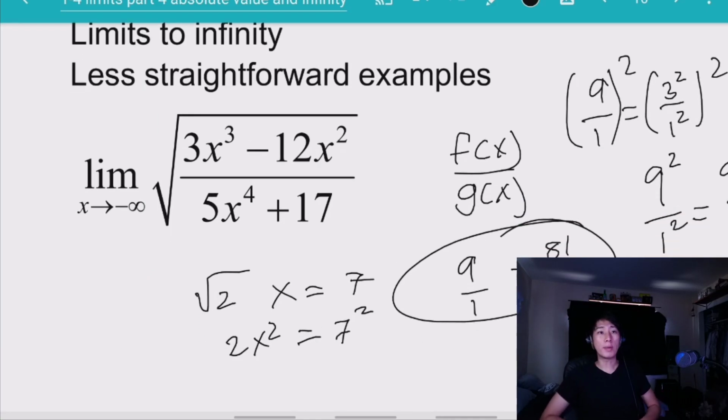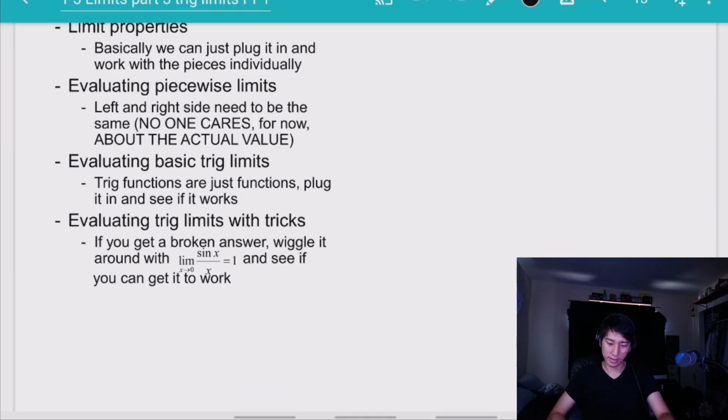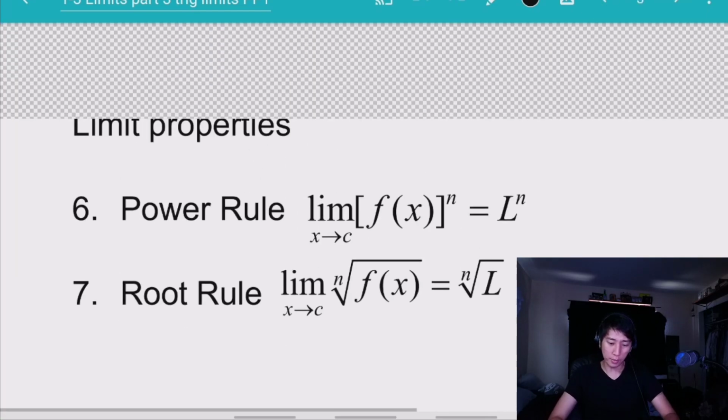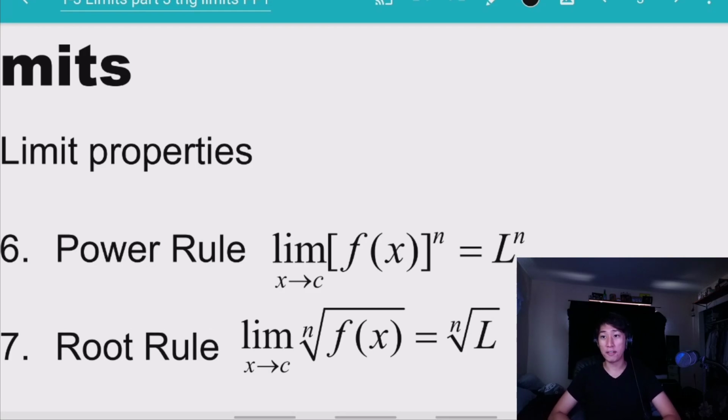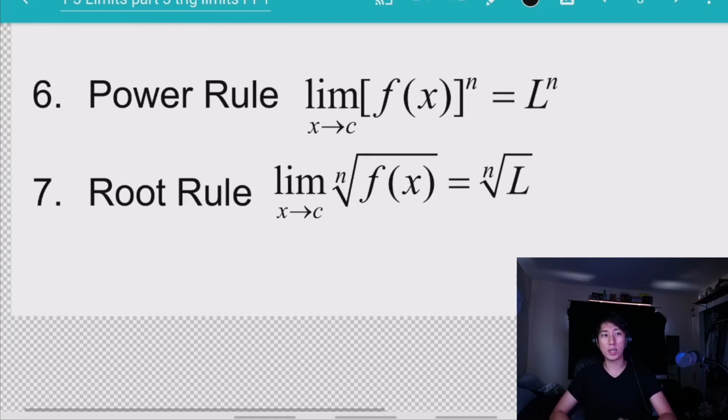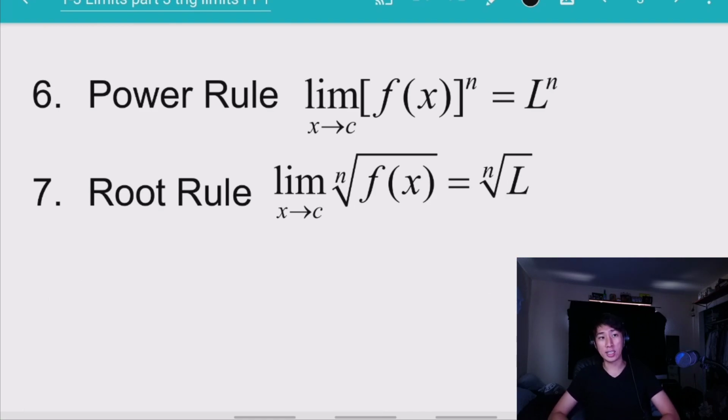I'm going to tell you right now, the way you deal with this square root is you ignore it and just throw it on at the very end. We actually taught you guys that you were allowed to ignore it and throw it on at the very end, using this. This was last lesson's rule. The power rule says that if I'm squaring a function, I can just take the limit as x approaches c of the function and then square it after, or do the power after. Same thing with the roots. We said that I can just take the limit as x approaches the number of the function and then deal with the square root later.